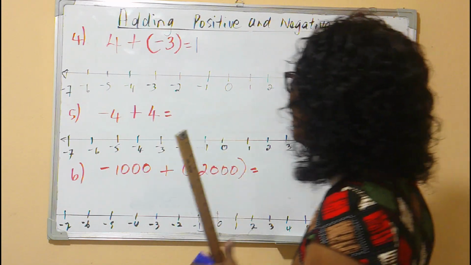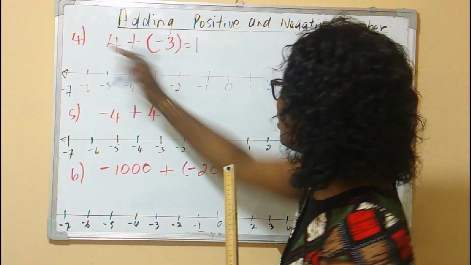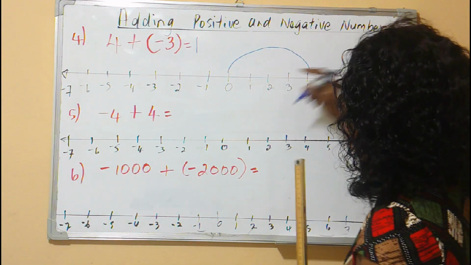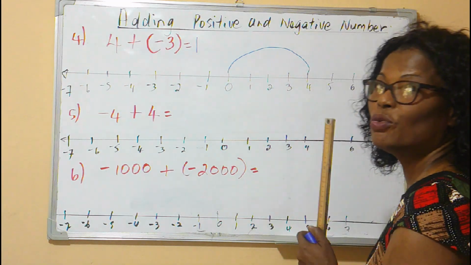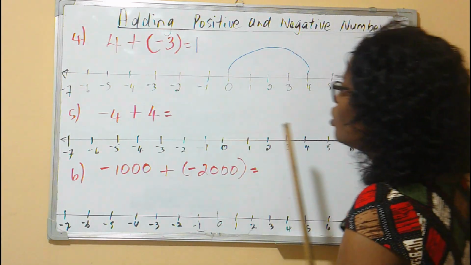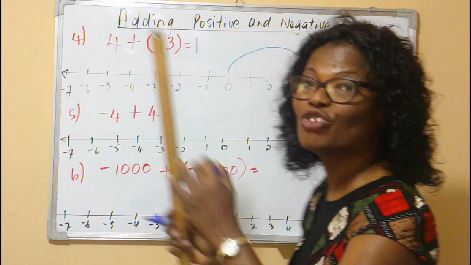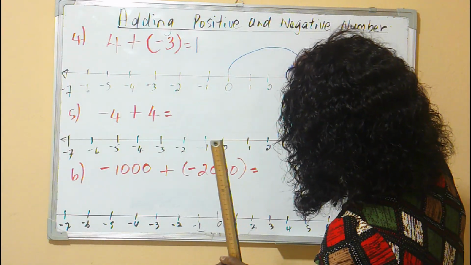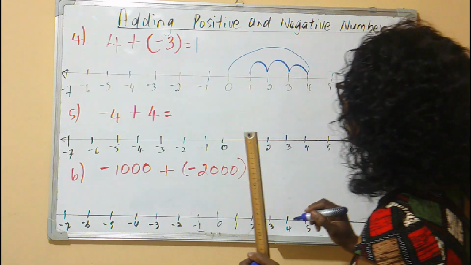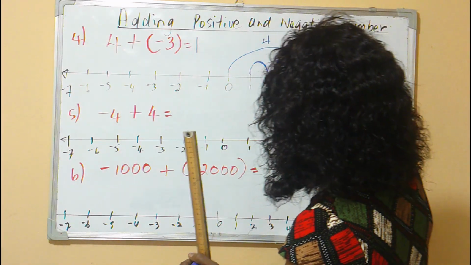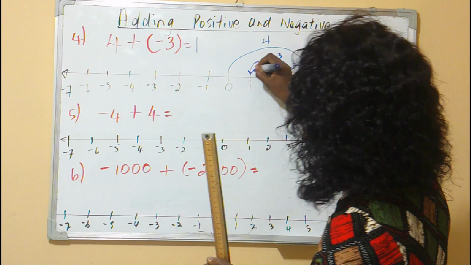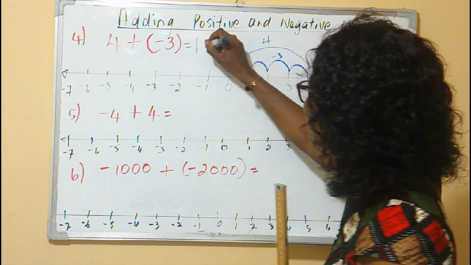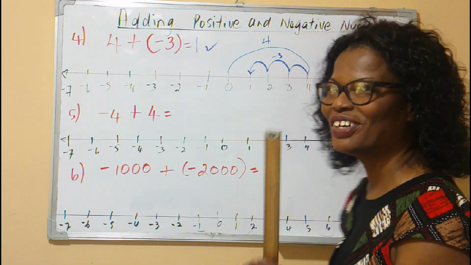Now with the number line, because it's a positive 4, we move 4 places to the right, and then it's a negative 3, so we move to the left, because remember now positive and negative suggest direction or movement. Let's go. 1, 2, 3. So we have 4 and we owe 3, so we end up at positive 1. Give yourself a tick.